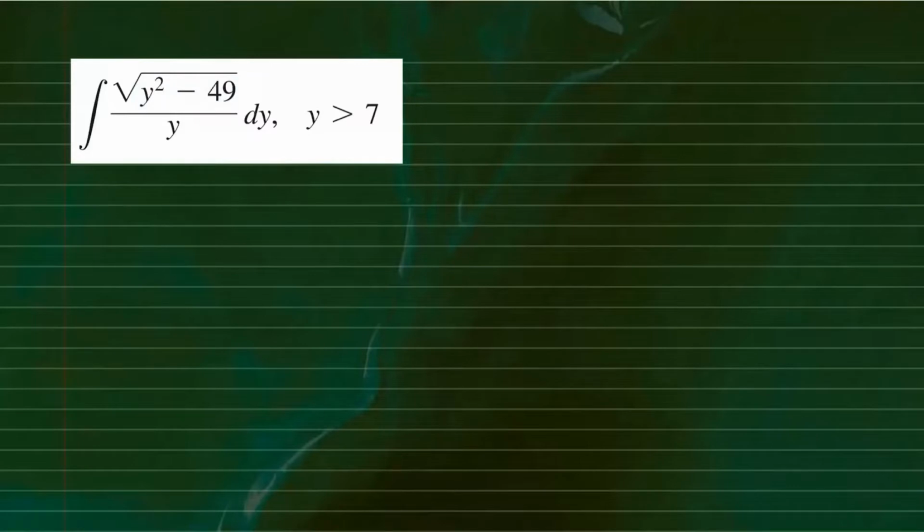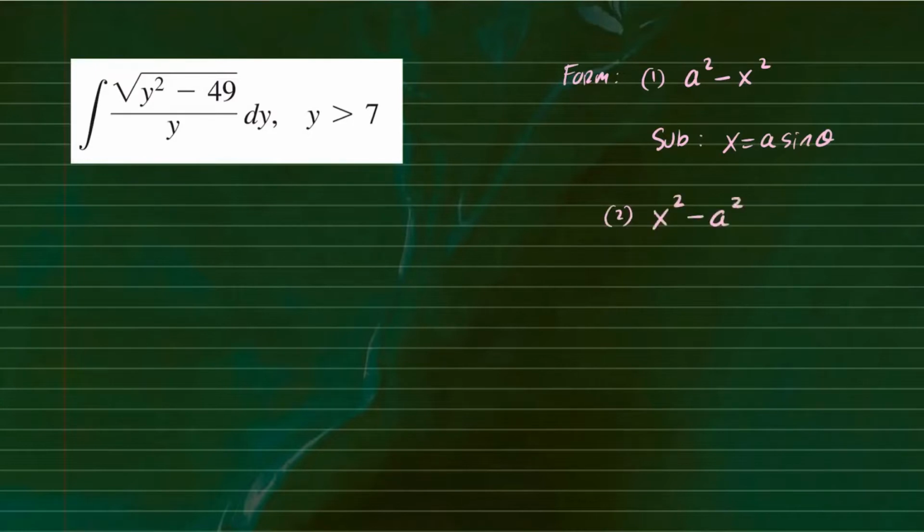If you have, let's say, the following form in your integral, say you have some a squared minus x squared, then you're going to use the substitution x equals a sine theta. Then another form is if you have x squared minus some a squared, you're going to use the substitution x equals a secant theta.